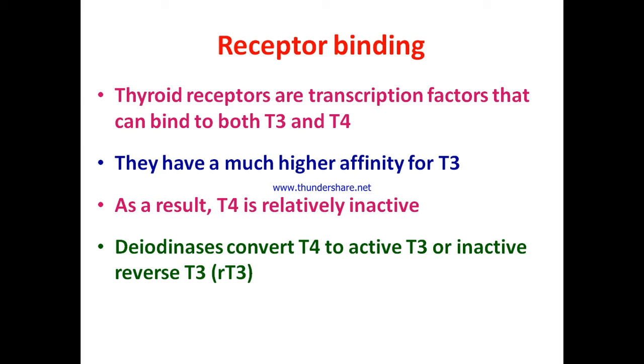Binding of these hormones to the receptors. Thyroid receptors are transcription factors that can bind to both T3 and T4. They have a much higher affinity to T3 than T4. As a result, T4 is relatively inactive. We have seen that 80% of the hormone produced is T4, and T3 is more active because of its high affinity to the receptors. When T3 is needed, deiodinase enzymes can convert T4 to active T3 by removing one iodine atom. Or it can also convert it to inactive reverse T3.